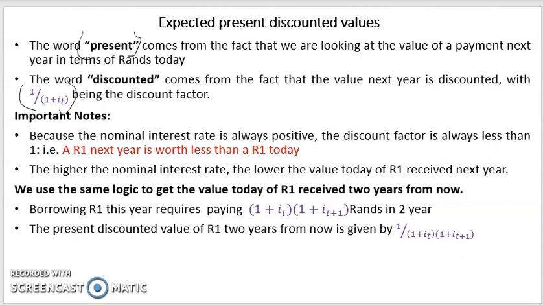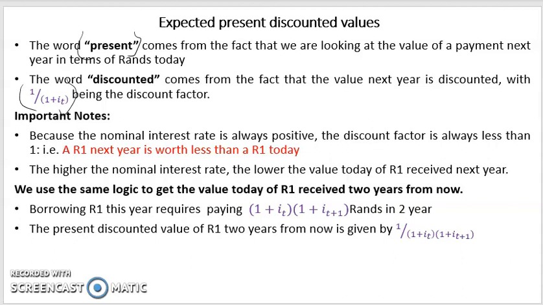So one important note from this is that, one, because the nominal interest rate is always positive, the discount factor is always less than 1. So 1 rand next year is worth less than 1 rand today. This is understandable, because for you to earn a total of 1 rand after interest next year, you need to borrow out or lend out less than 1 rand this year.